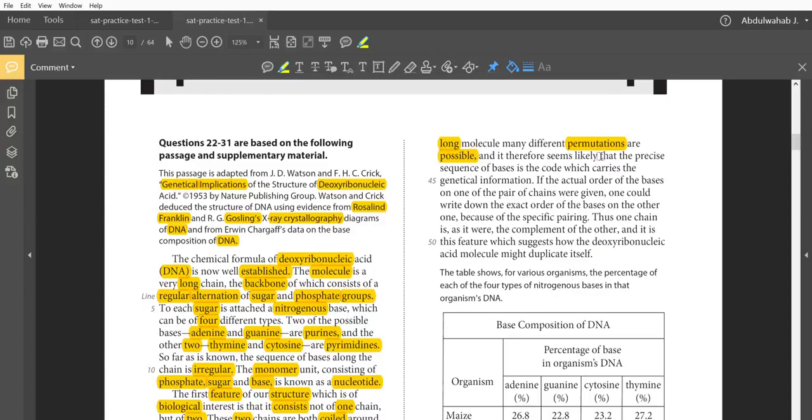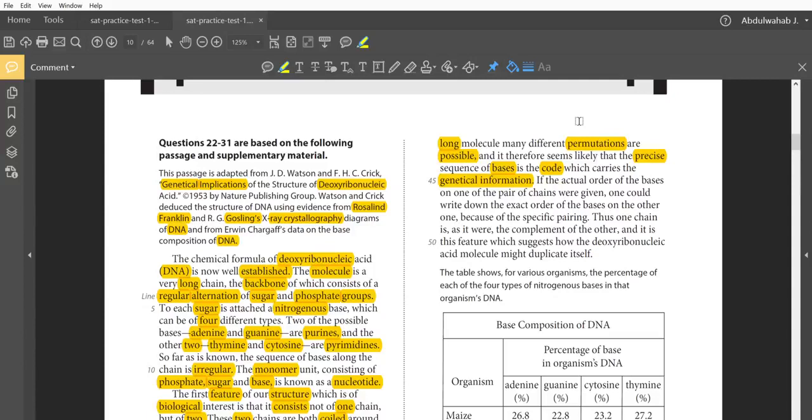And it therefore seems likely that the precise sequence of bases is the code which carries the genetical information. So this sequence of bases is the code that contains the genetic information. Depending on what sequence they're put in, this is going to convey different genetic information in the cell, I would say.